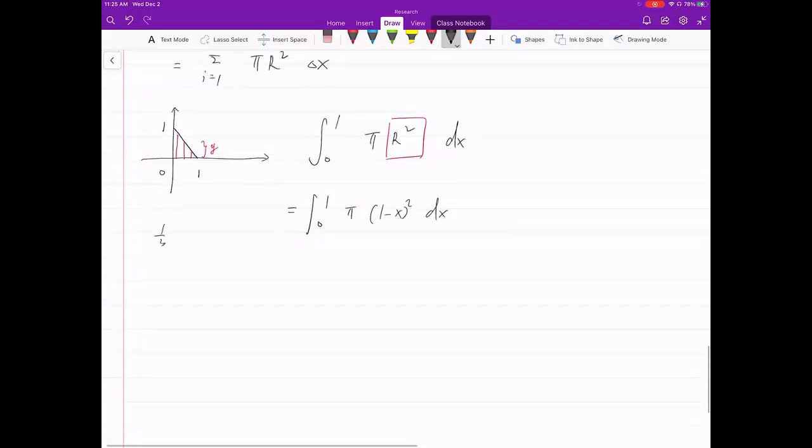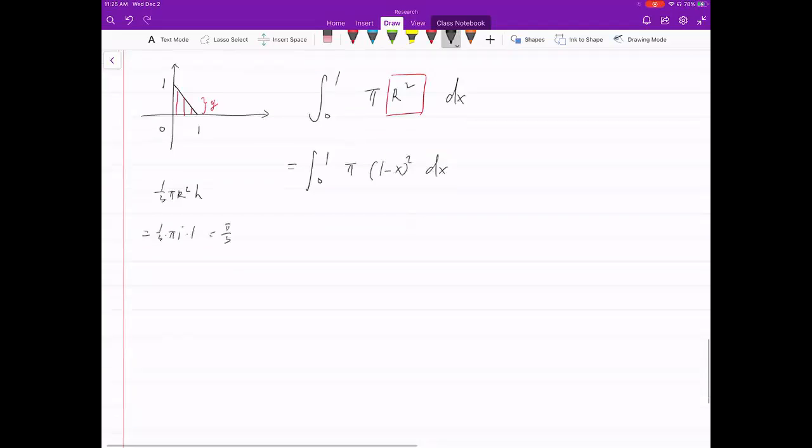You already know this is a cone. So you take 1/3 pi r squared h. You can always do that. It's going to be 1/3 pi times 1 times 1, which is pi over 3, assuming you know the formula of the cone. Now we're just going to do it in a different way. This is going to be pi.